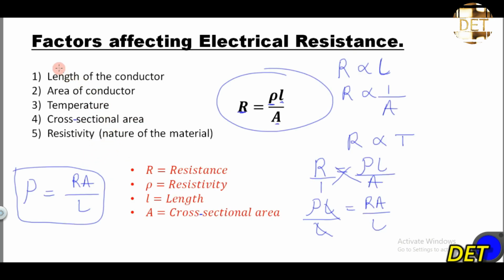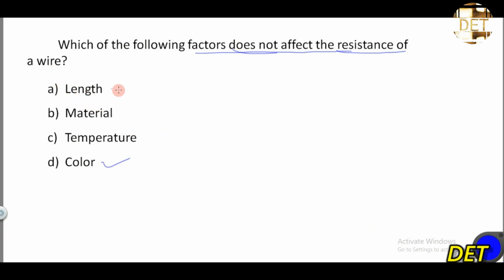So the five main factors that affect it are the length of the conductor, area of the conductor, temperature, cross-sectional area, and the resistivity, which depends on the nature of the material, right? So length affects it, material affects it, right? That's the nature of the material, which is the resistivity. Then temperature affects it, but color does not affect it, right? So the answer is color.